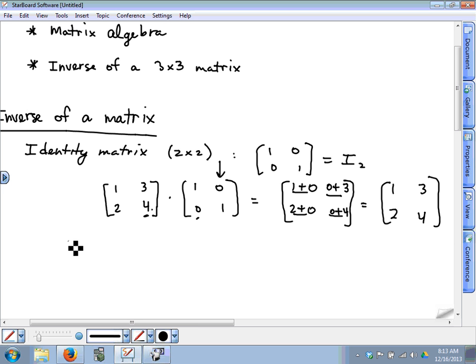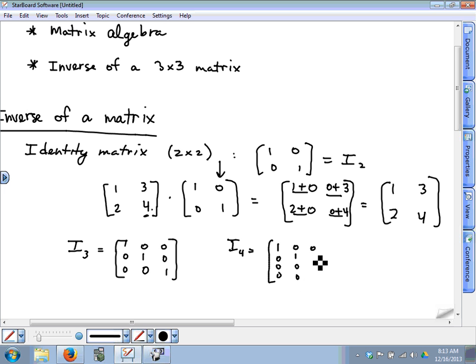For a 3 by 3, it's 1 0 0, 0 1 0, 0 0 1. That's the identity matrix if you're dealing with a 3 by 3. And then for 4 by 4 and 5 by 5, you get the pattern, right? What would a 4 by 4 be? 1 0 0 0, 0 1 0 0, 0 0 1 0, 0 0 0 1.